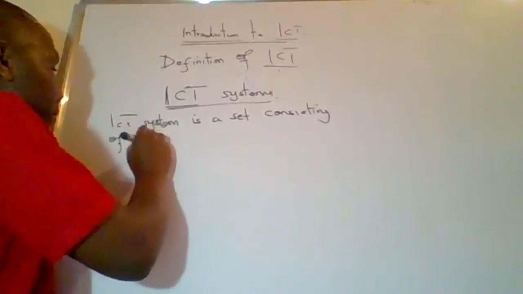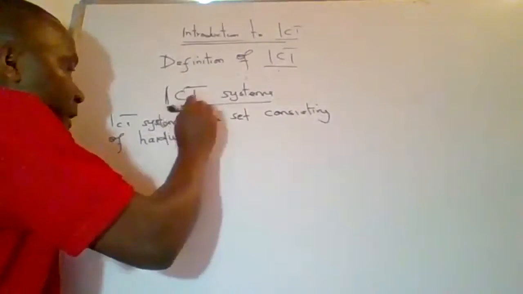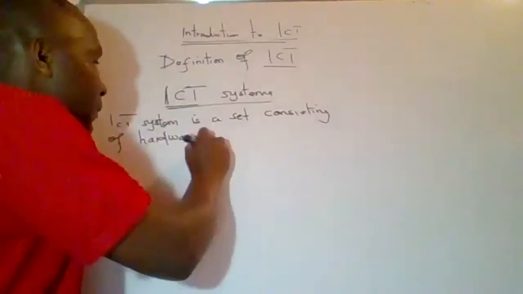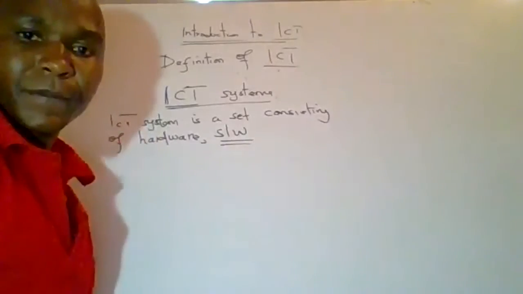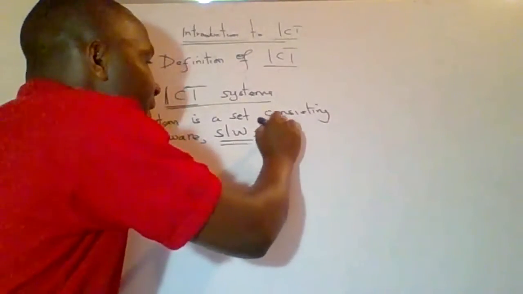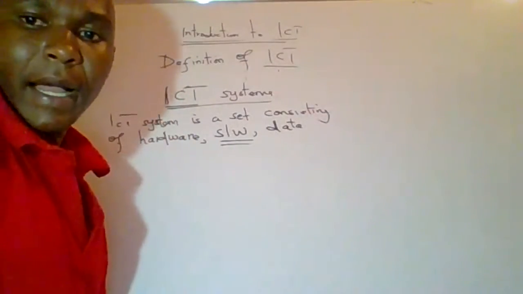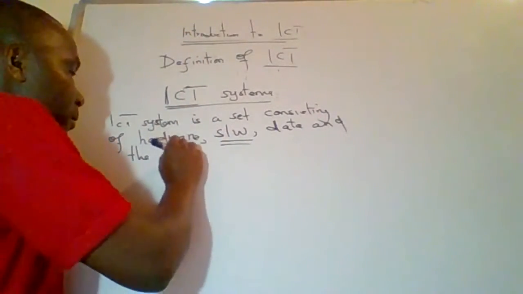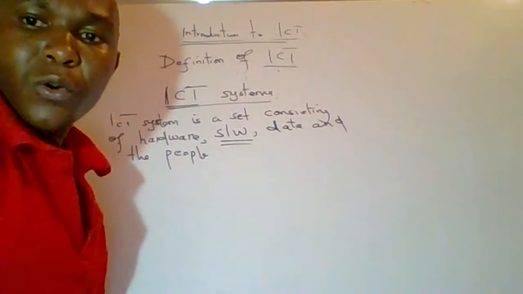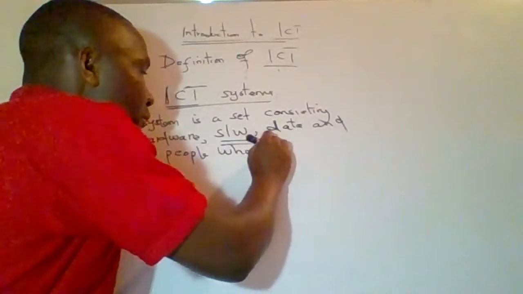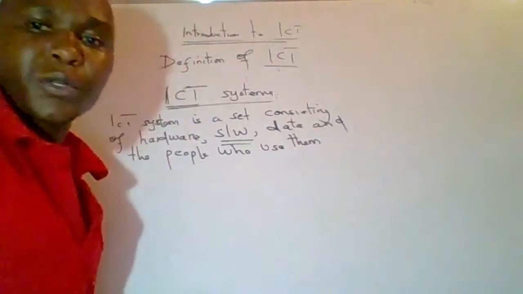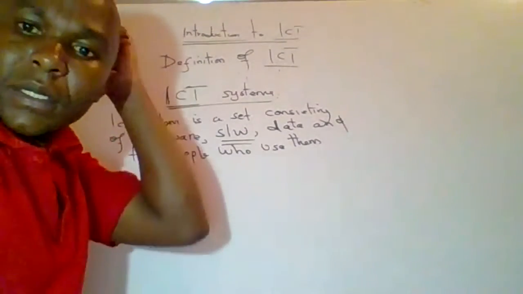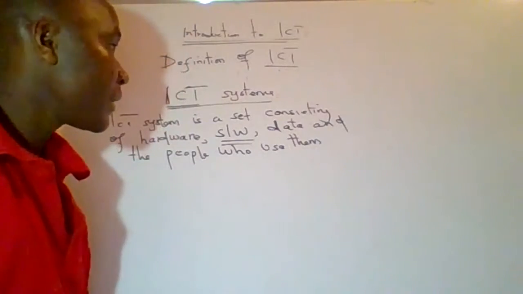consisting of hardware, software, data, and the people who use them. So that is the ICT system.